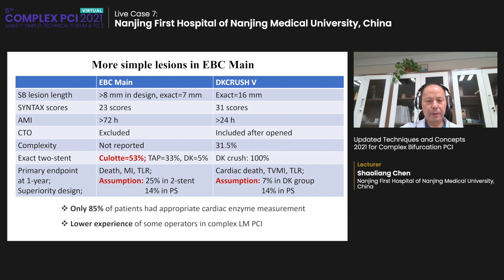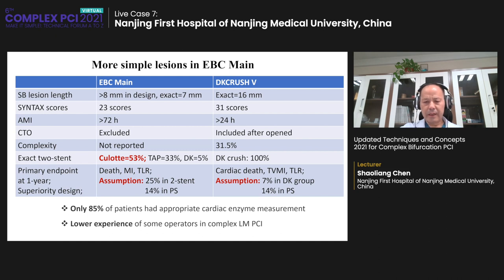The primary endpoint in EBC MAIN was a composite of death, any cause death, myocardial infarction, or TVR, slightly different to cardiac death, target vessel MI, and TVR in our DKCRUSH-V study. Also, the EBC MAIN study was designed as a superiority study, with an assumption of 25% MACE in the two-stent group compared to only 14% of the provisional stenting technique.